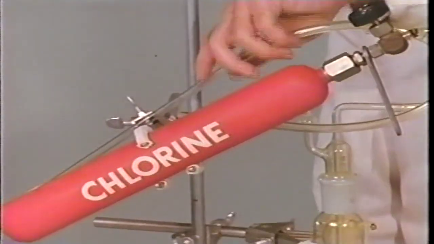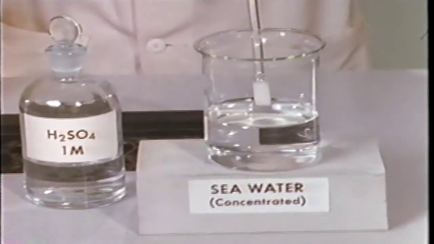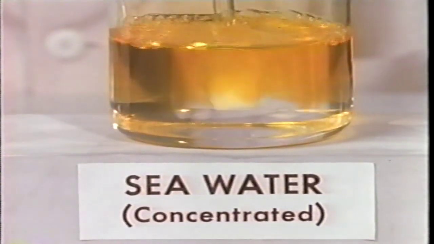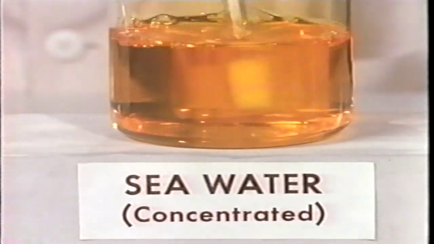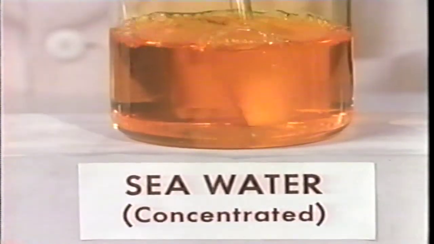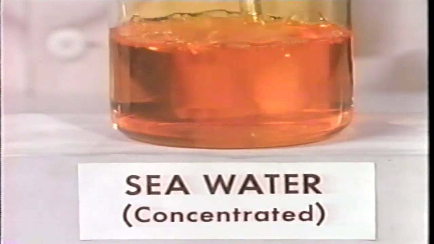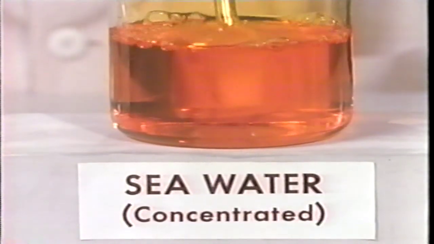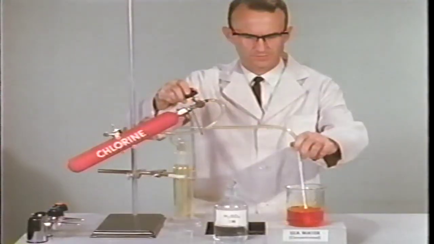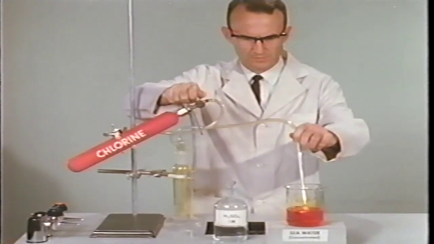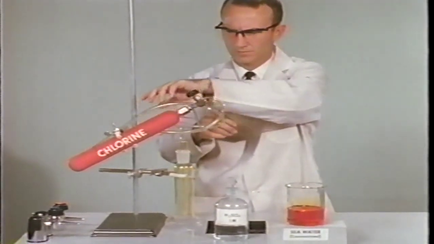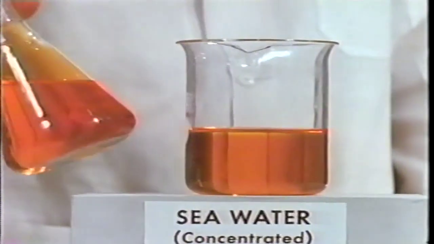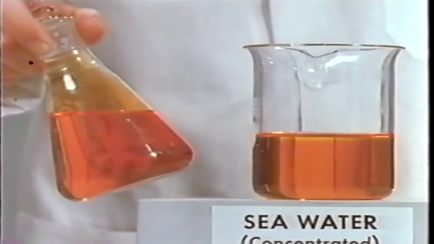We'll add chlorine to concentrated seawater in an attempt to produce bromine. It works. The color gets deeper and deeper as more and more bromine is produced. The addition of chlorine has resulted in an aqueous solution of elemental bromine. Now, how can the bromine be extracted from this solution? Let's compare it with a stoppered flask of aqueous bromine from our earlier experiment.